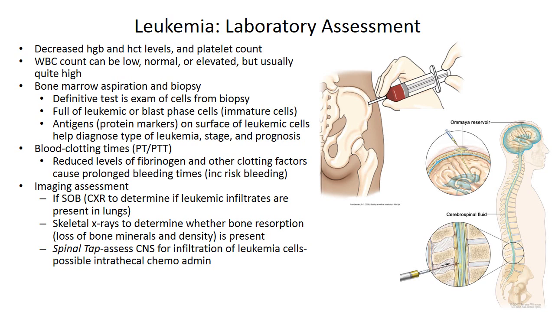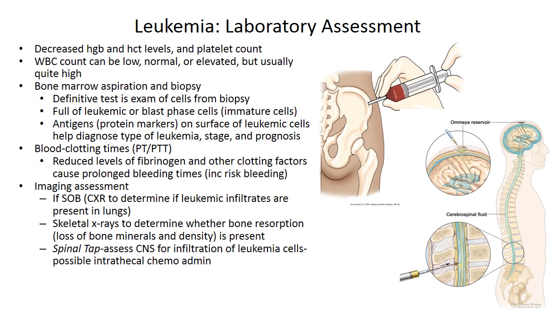Blood clotting times can also be different, and you may see prolonged bleeding times or an increased risk of bleeding for these patients because they have reduced levels of fibrinogen, or the clotting factors that we need to have in order to not profusely bleed. So you may see prolonged blood clotting times in these patients as well.